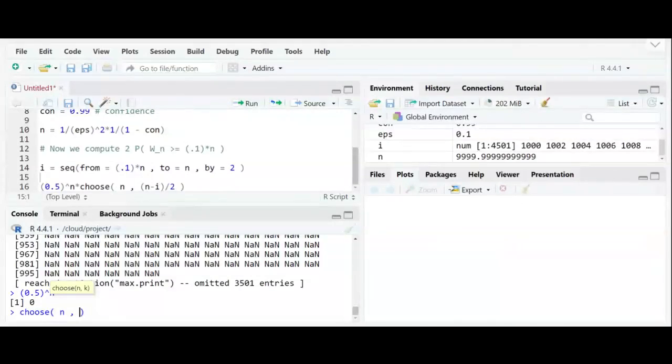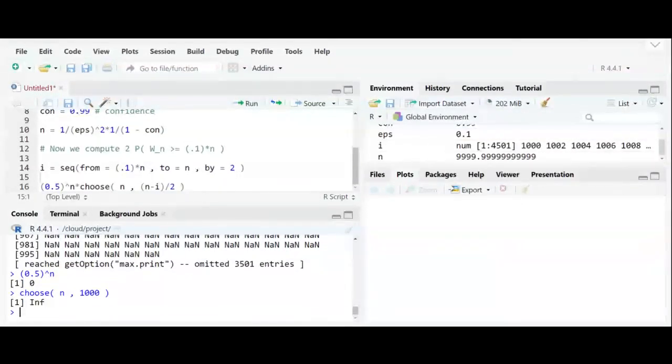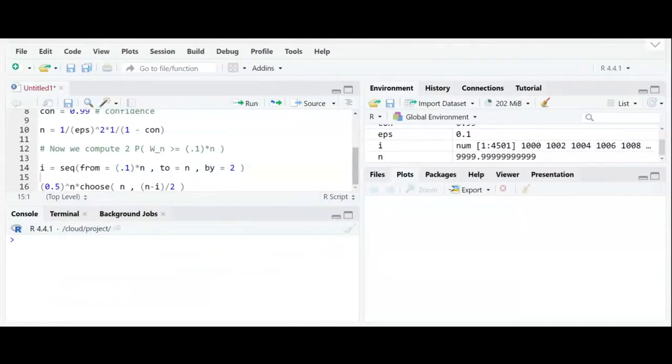And the very first number that we have is what? What is it, 1,000 or something? Yeah, it gives you inf. It's not actually infinite, but it's so big that the computer just stores it as positive infinity.